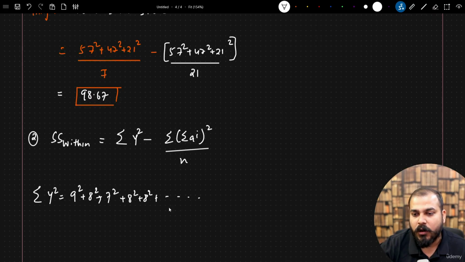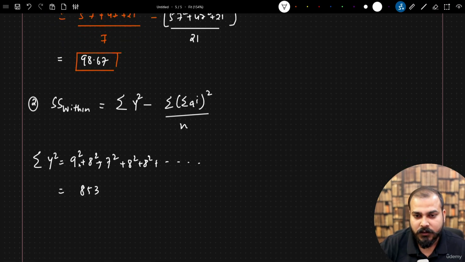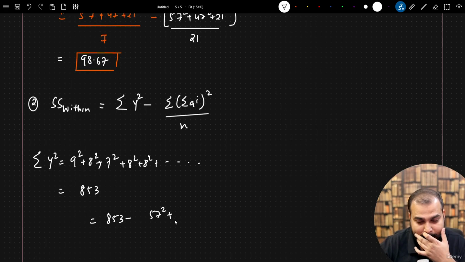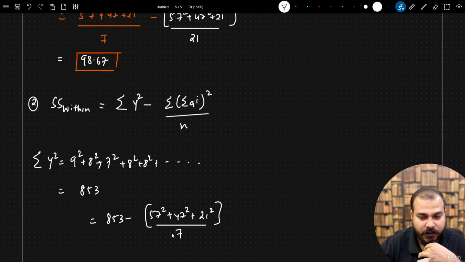Like this, take all the values and just do the squaring, and here you are going to get 853. So the sum of square within will be nothing but 853 minus 57 square plus 47 square plus 21 square divided by 7. So here the total value that I'm going to get is 10.29.